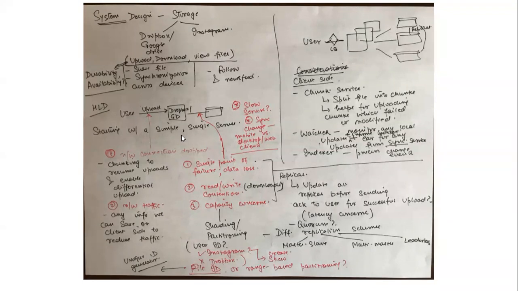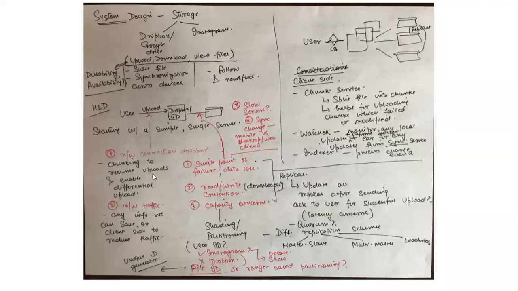So then the question is, what are the challenges that can come up in this simple design here, right? And what I have written here is that at this level, between the user and the server, I can have network connection issues, right?